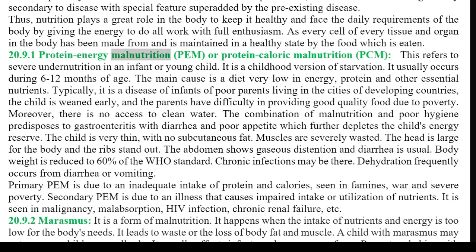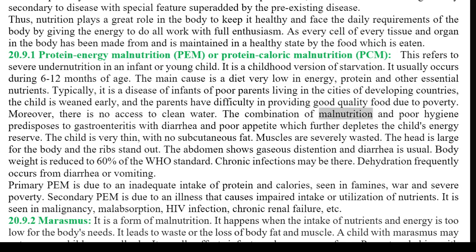20.9.1 Protein Energy Malnutrition, PEM, or Protein Caloric Malnutrition, PCM. This refers to severe undernutrition in an infant or young child. It is a childhood version of starvation. It usually occurs during 6 to 12 months of age. The main cause is a diet very low in energy, protein, and other essential nutrients. Typically, it is a disease of infants of poor parents living in the cities of developing countries. The child is weaned early, and the parents have difficulty in providing good quality food due to poverty. Moreover, there is no access to clean water.